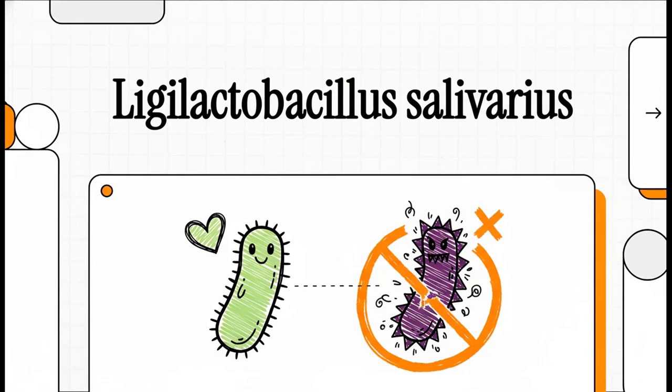Welcome to The Explainer. Today, we're diving into a bacterium that's a real head-scratcher for microbiologists, Ligilactobacillus salivarius. It's a bug that has a split personality, and figuring it out is more important now than ever.